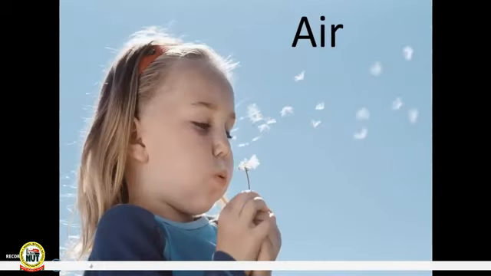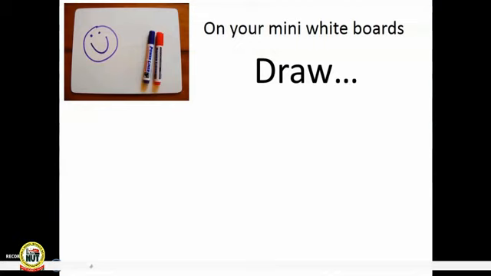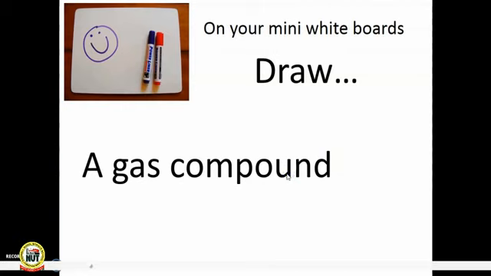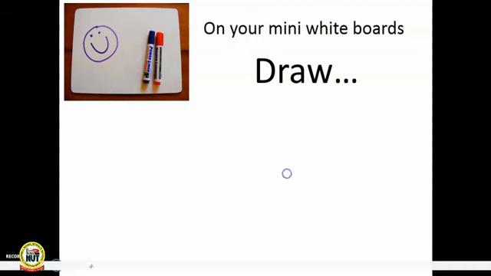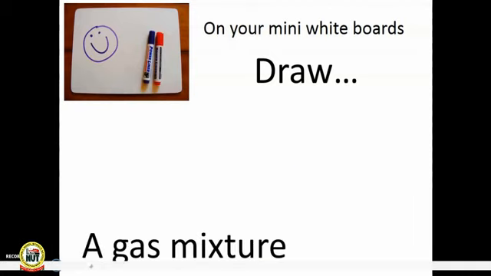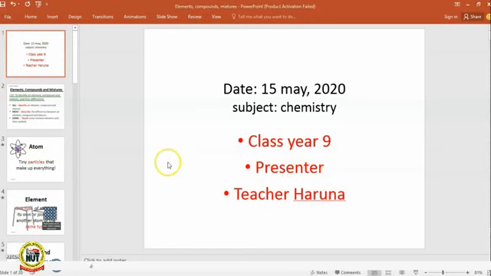This is air. The girl is blowing the air into the flower. Okay? And you tell us if the air is either a compound, mixture, or element. Okay? And now you're going to do this for me inside your book. Draw a gas compound, illustrating the same way we did earlier. Okay? Then you draw a solid element as your number 2. You draw a gas mixture as your number 3. And that is it. Okay?